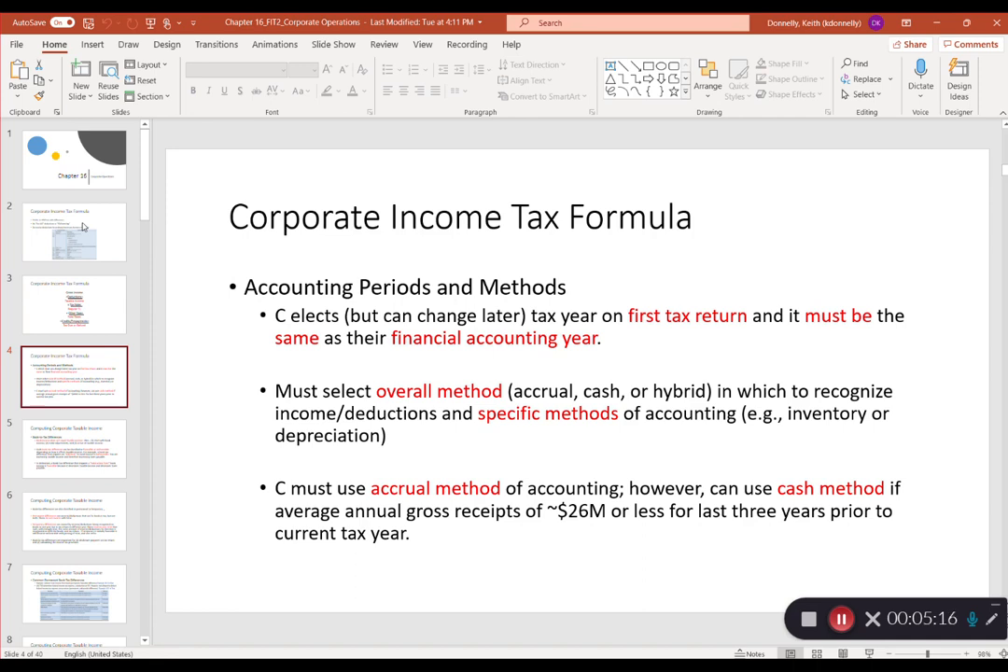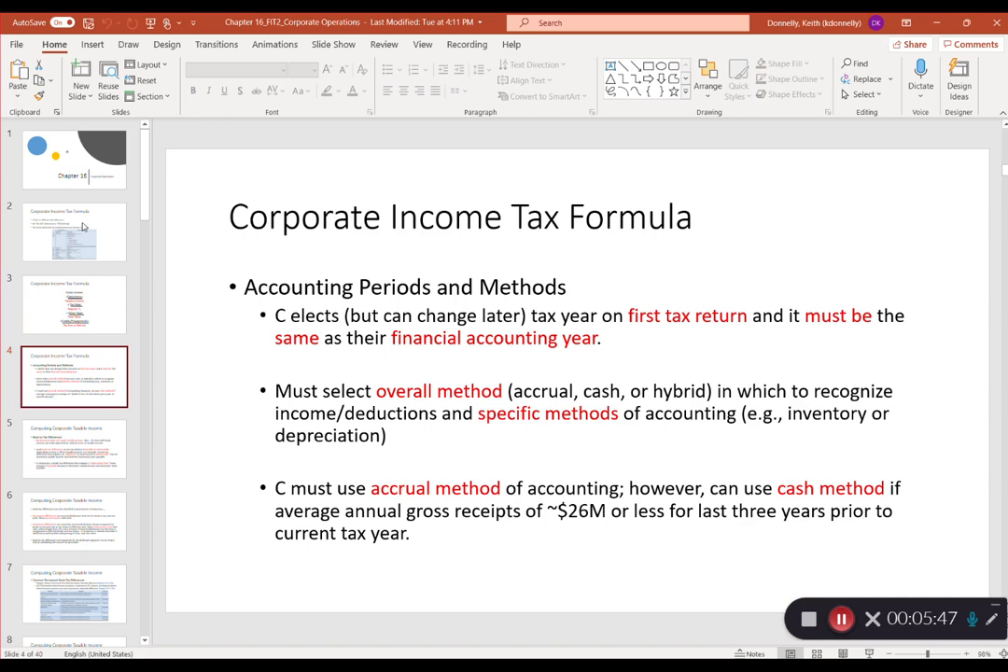So, for example, maybe generally we're an accrual basis taxpayer, but when it comes to depreciation, we're going to apply the specific method of maybe taking 179 or bonus depreciation to depart from that overall method. Now, the idea here is that corporations are generally going to be using the accrual method, the very large corporations. So you can see here of gross receipts, the $26 million test over the last 3 years.